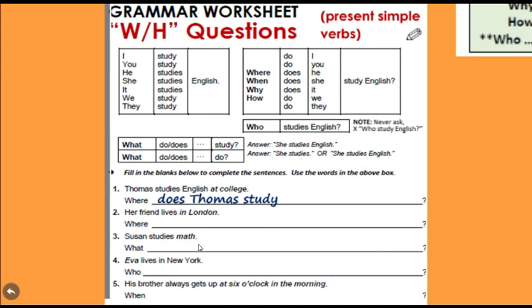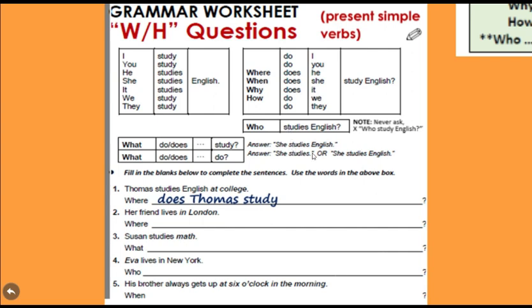He lives in London. In the next one we have Susan studies math. What could be the question for this answer in this one? You can say, what does Susan study? Susan studies math. Very good. In number 4, we have Eva lives in New York. I'm asking about the person who. Who lives in New York? It's say Eva lives in New York. So guys, remember, in this one, when we want to make WH questions, we need to use them with the helping verb. In the present simple, we have to use do or does according to the subject.